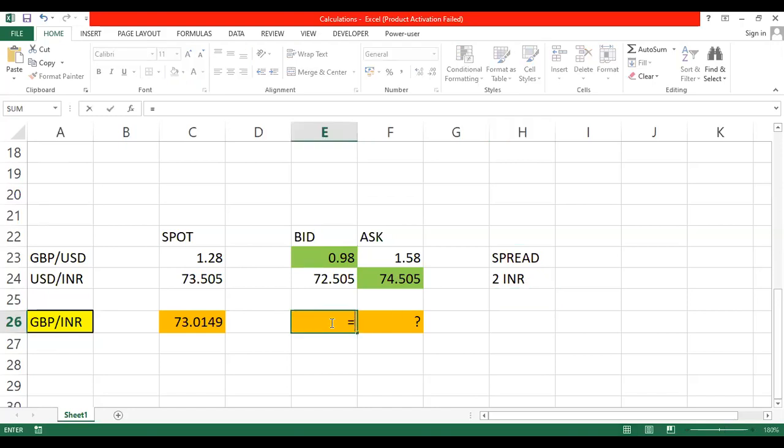So what would be the bid price? It says for every £1 sterling you give, I will pay you the spot price minus 2 INR. And for the ask price, it says for every pound sterling that you want from me, you will have to pay me the spot price plus 2 INR. All right? It is 2 INR on both sides. The spread is 2 INR on both sides of the spot price.